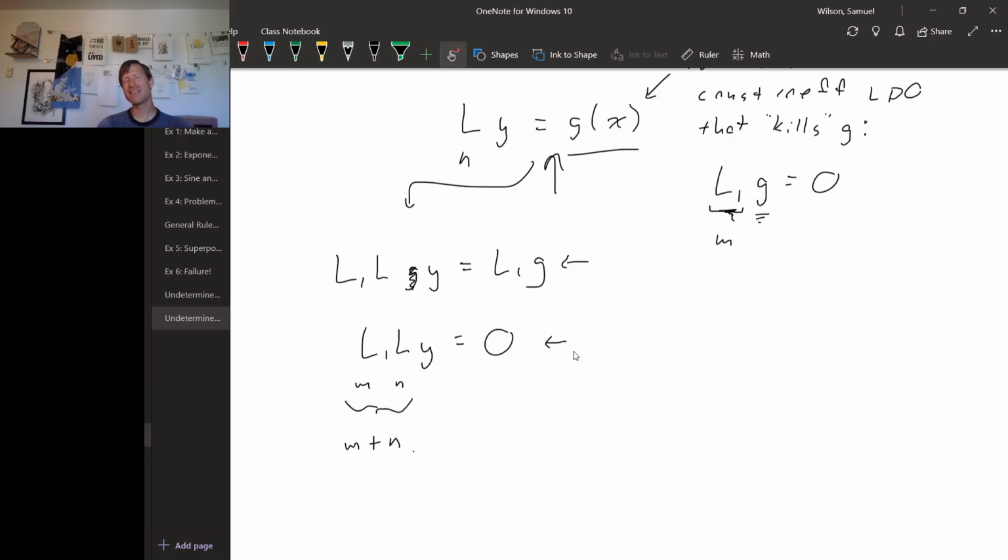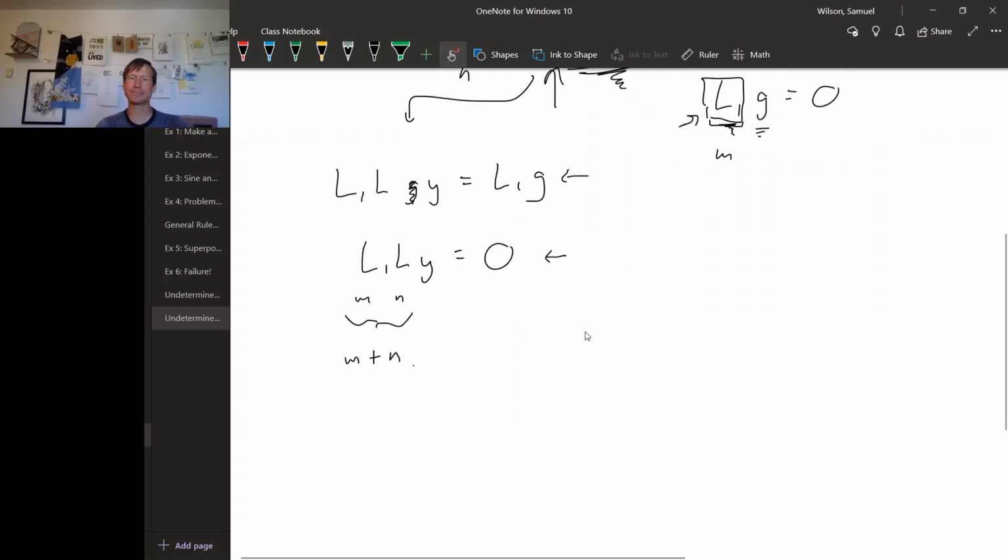So solving a lower order inhomogeneous equation is like solving a higher order homogeneous equation. That explains why only some right-hand sides will work for undetermined coefficients. It's because we have to be able to find a finite order linear differential operator that makes g 0. But it doesn't really explain why, if there's overlap between the complementary solution and the particular solution, you have to multiply your particular solution by x. So let's look at that.